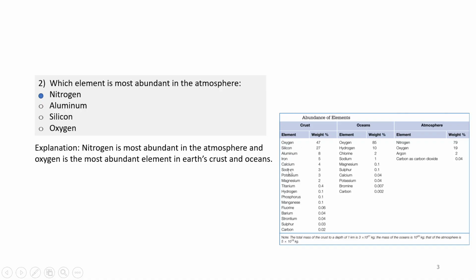Then you have calcium, sodium, potassium, magnesium, titanium, hydrogen, phosphorus, manganese, and fluorine, barium, strontium, sulfur, carbon in this particular order. Then we also have, in case of atmosphere, elements. Nitrogen as the highest, 79 weight percent. Oxygen second highest as 19 weight percent. Argon as 2 weight percent, and carbon dioxide as 0.04%.